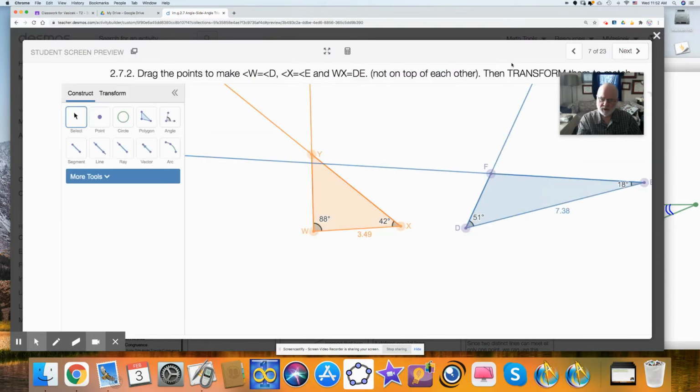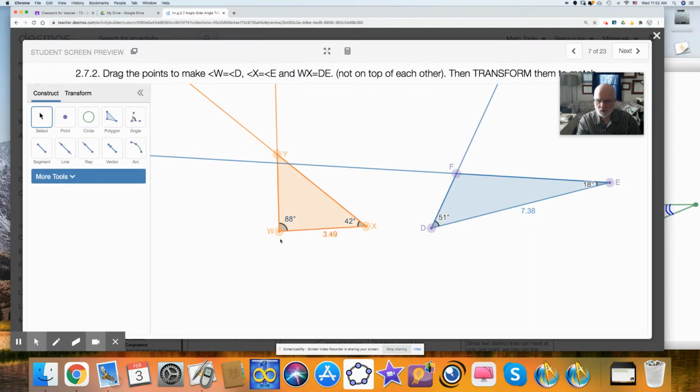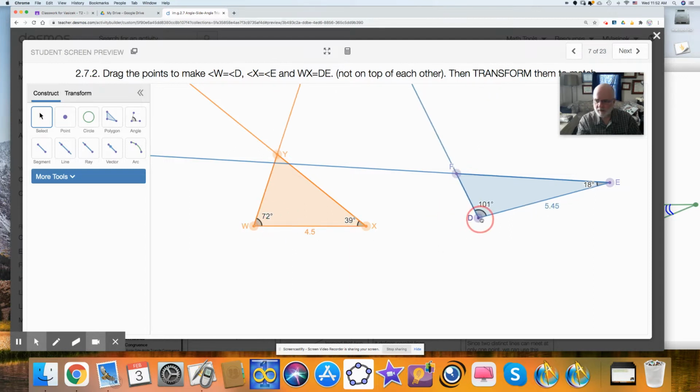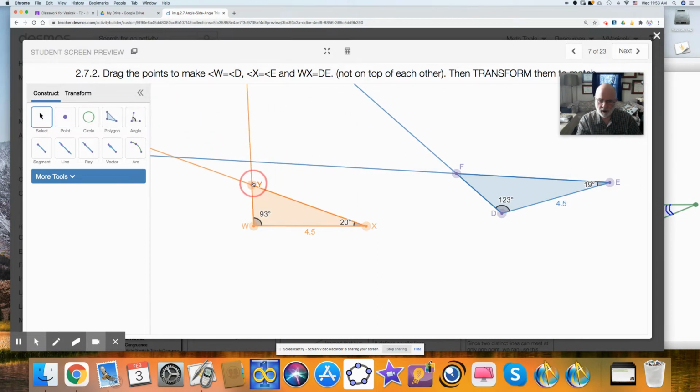I will demonstrate this for you. Here I have two triangles. I'm going to start with the sides. I'll make this side 4.5, which means I'll make this side here 4.5. And I'm not going to mess with these two points anymore. I'm going to leave them alone because I want this segment to stay 4.5. But I can move this angle around. Let's see if I can make it 90. I don't know if I can make it 90 and 21.